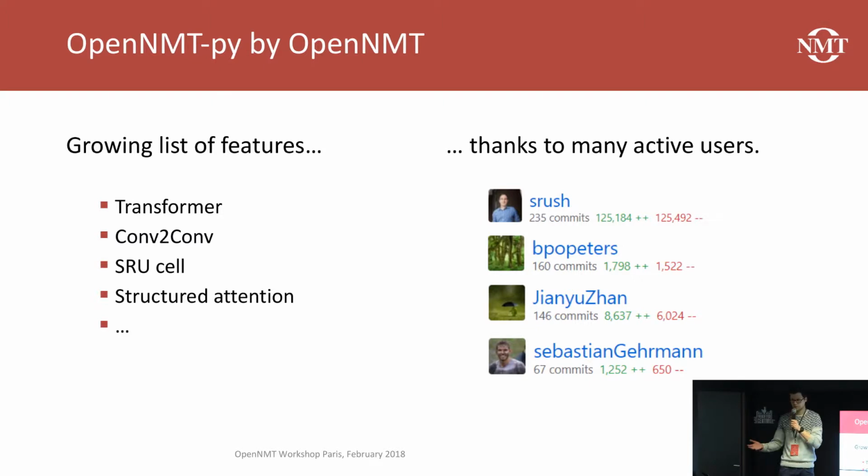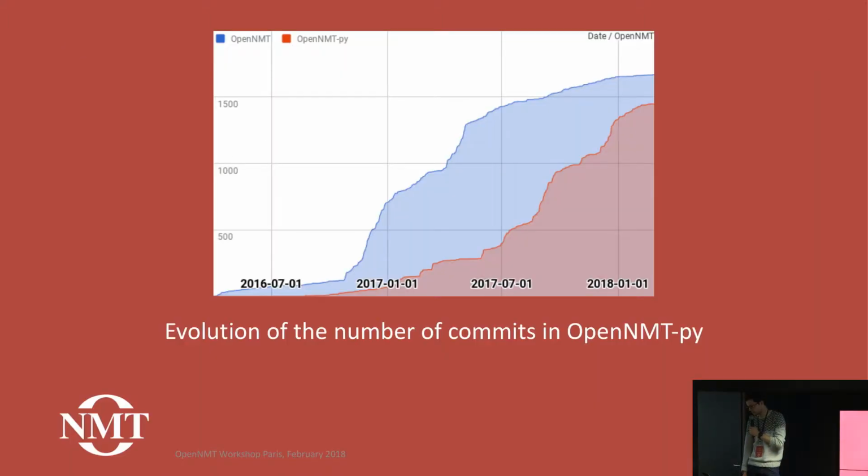For example, of course, Sasha, who is maintaining the project, but also Ben Peters, Jianyu, Sebastian, and I know that others are here and participating in the development of OpenNMT PyTorch. And I think today it's the most active community in OpenNMT. As you can see again, the number of code commits in OpenNMT and the PyTorch version have a similar evolution, and more recently a very active dynamics around the PyTorch version.